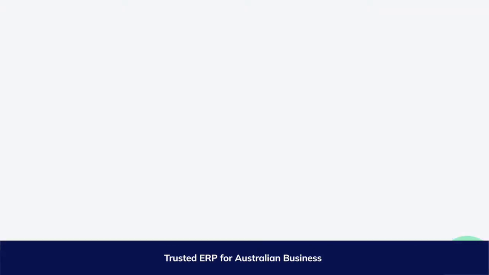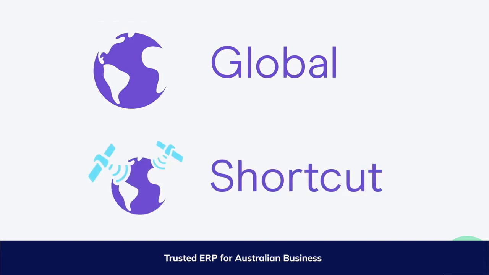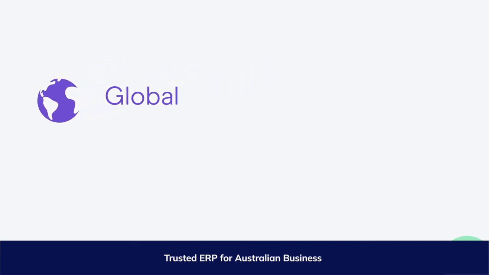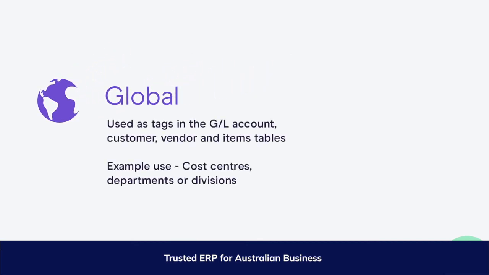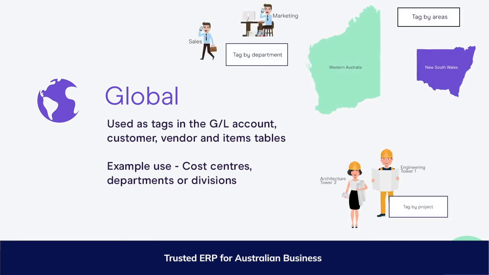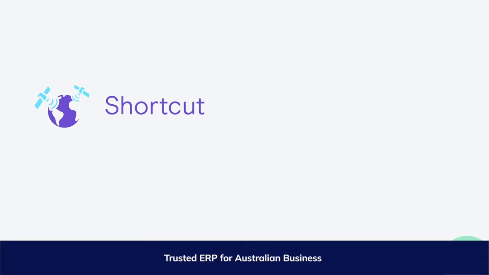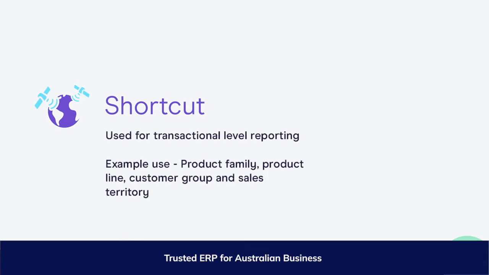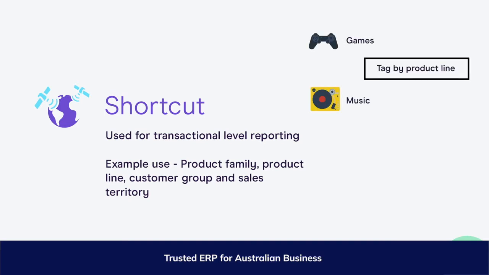There are two types of dimensions: global dimensions and shortcut dimensions. You can choose two global dimensions, which are typically a company's most important and most used because of their availability throughout the program. Global dimensions can be used as tags in the GL account, customer, vendor, and item tables, so they are best used for grouping and hence reporting on business units, for example cost centres, departments, or divisions. While shortcut dimensions are best suited for specific transactional level reporting, such as product family, product line, customer group, and sales territory. Today, you will be introduced to dimensions and dimensional values.